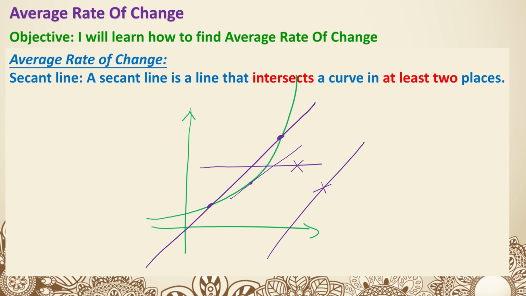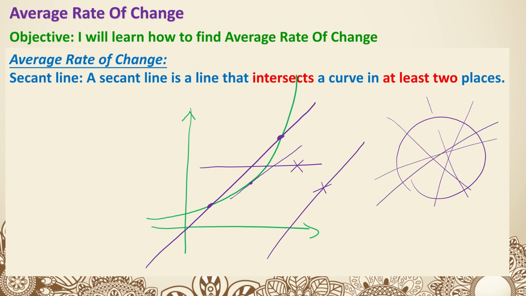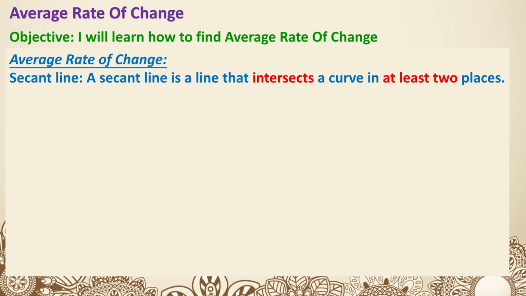So next year, you're going to learn about circles, where you will have a lot of different secant lines, and they will all have some kind of properties that you will learn more about. Now, let me erase all these. Let's talk about average rate of change.